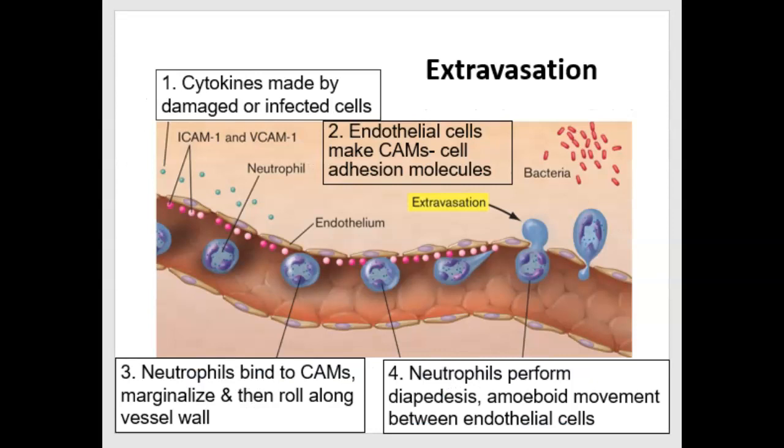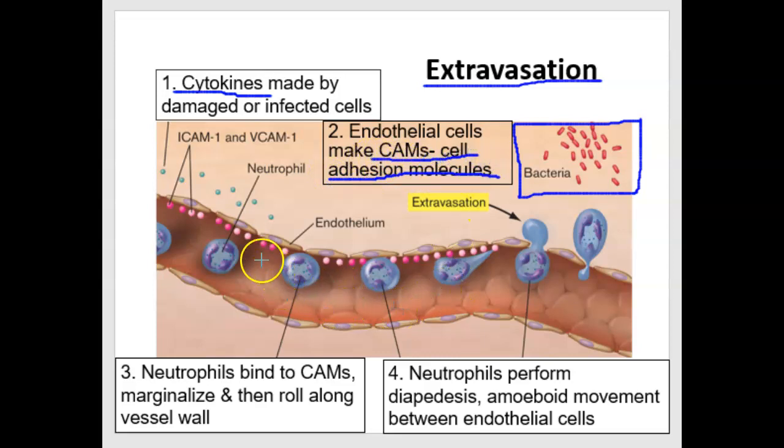So this is a little bit more of a detailed synopsis of how extravasation occurs, not a cartoon version. We have damage or infection of tissue out here. Bacteria are present and probably damaging some body tissue. That tissue releases certain cytokines, or you could call it a chemokine. And the endothelial cells, in response, the blood vessel cells, make certain molecules called cell adhesion molecules, or CAMs for short.